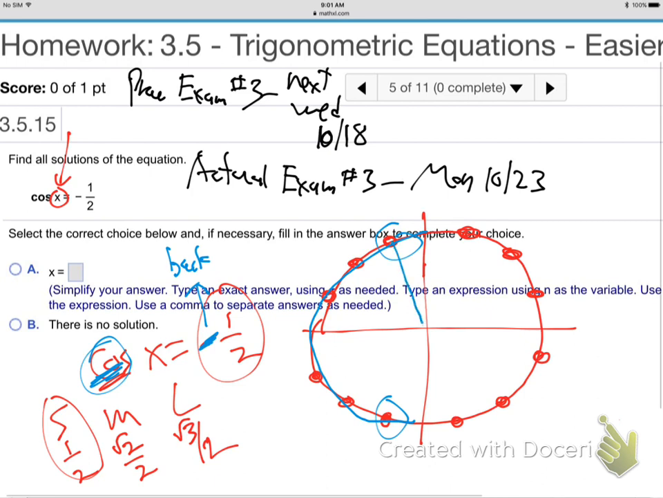Okay, so what is that angle? Well, this is 90, so this is 120, just 30 off of that. This is 270, so this is 240 here. So 120 and 240 are our two locations. We've just got to convert those now into radians, right? They want radians, don't they?